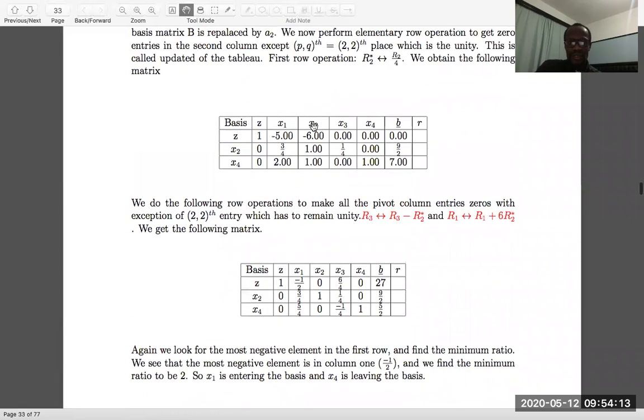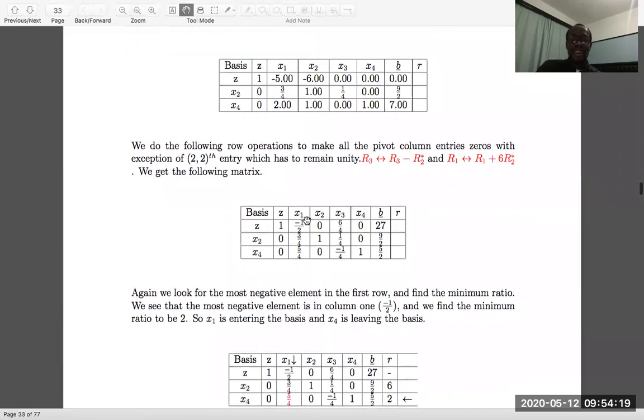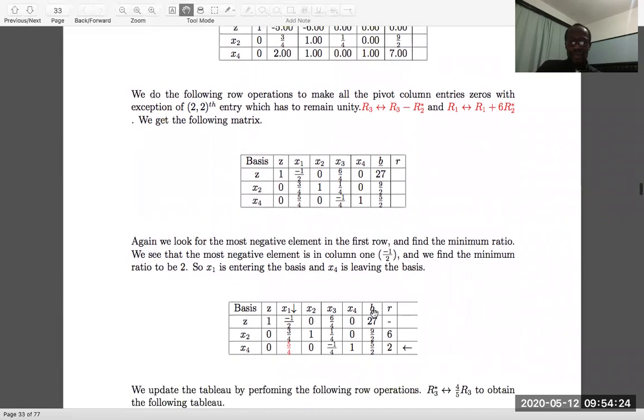So from here it was 6, it becomes a 1, then you make it a 0, so it becomes a 0 and a 0. Next, we look for the most negative. It's going to be this one, of course. And then we look for the ratio. It's going to be that one, which means x1 is coming in, and x4 is leaving the basis, right?